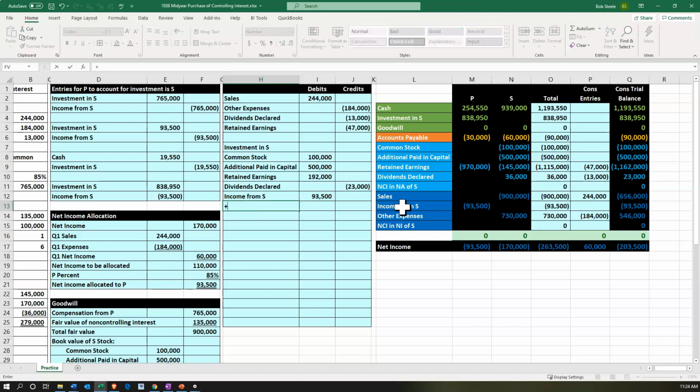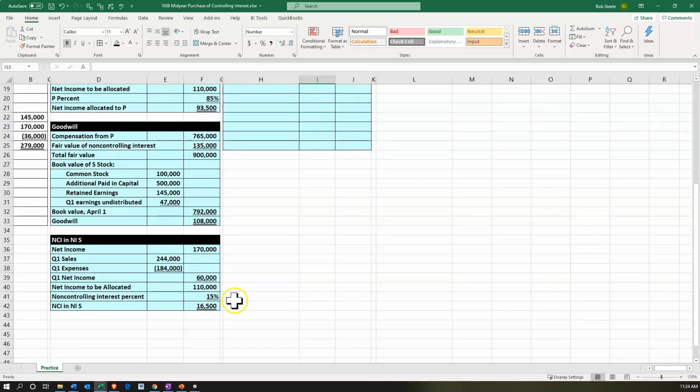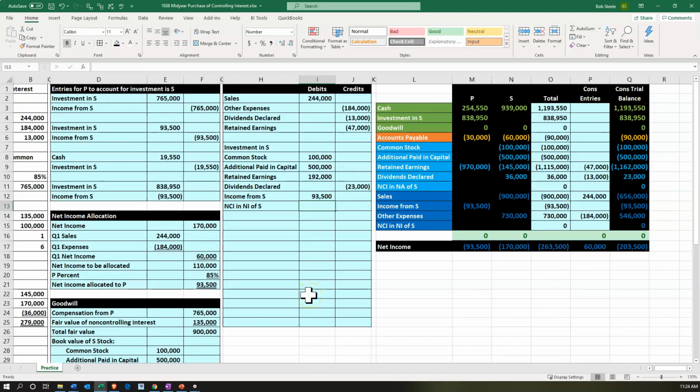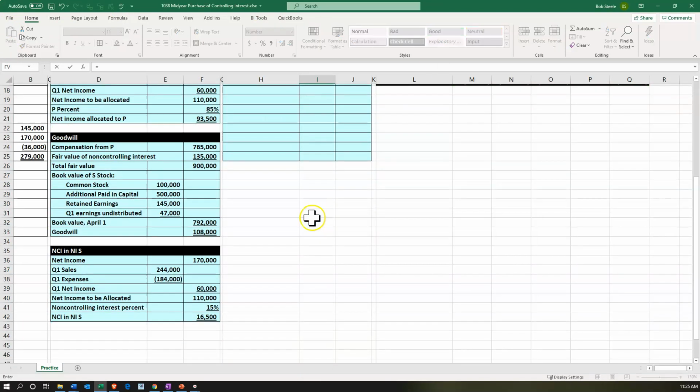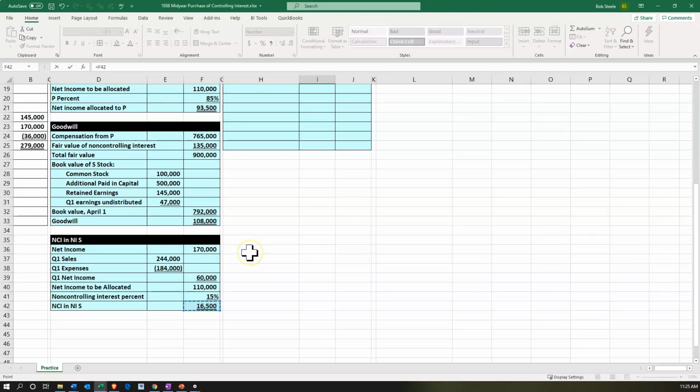And then we're going to go to the non-controlling interest, and same kind of thing. Normally we would take this 170,000 and then multiply it times the non-controlling interest, which would be 15%, but we also did the calculation on that here with the 16.5. And so I'll pick that up down below. So I'm going to say this is going to be equal to this amount.